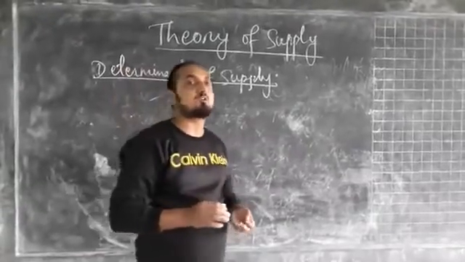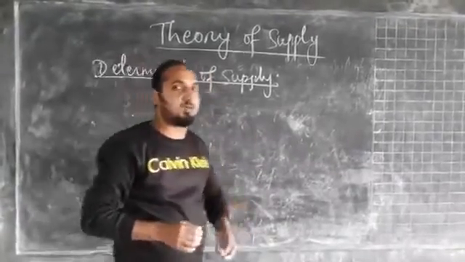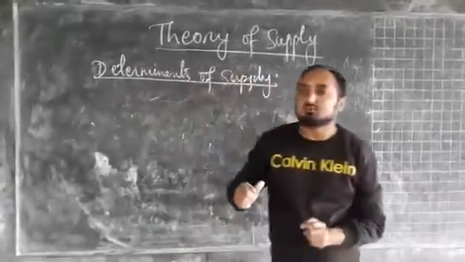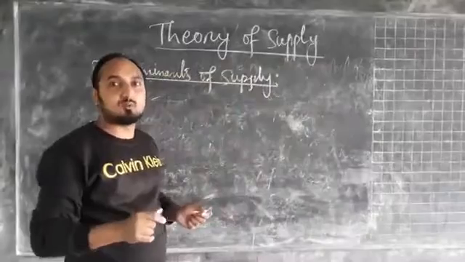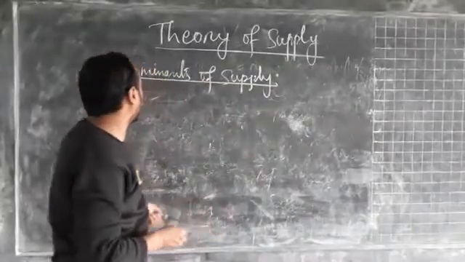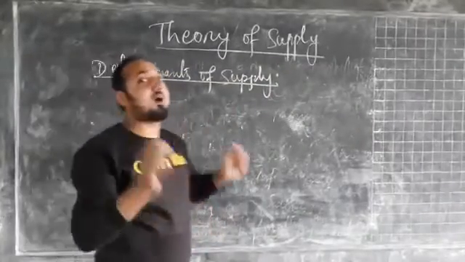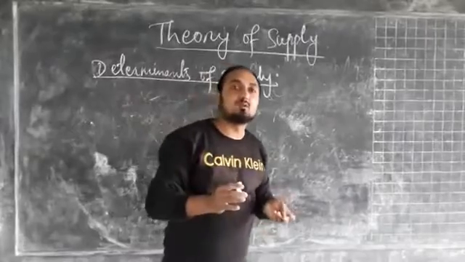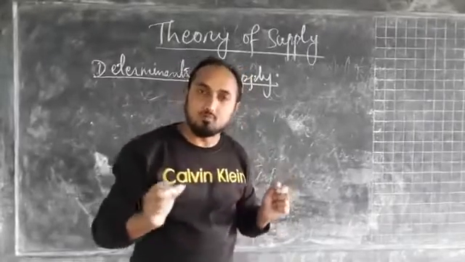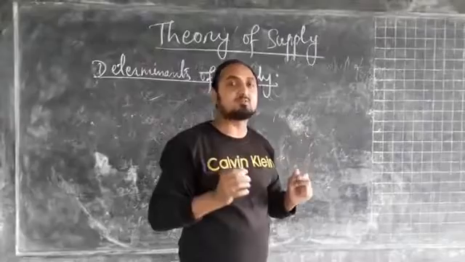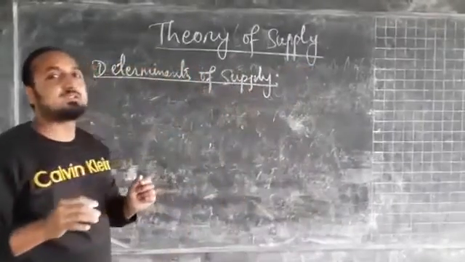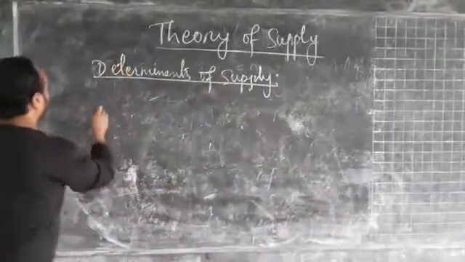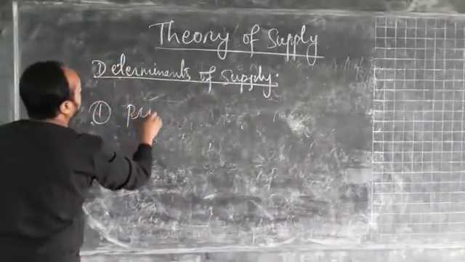The next important topic we have is determinants of supply. This is very important. These determinants may come as a 7 or 8 marks question in your ICC exam. So determinants are the factors responsible for affecting the supply of a commodity. We know that there are various factors that affect the supply of a commodity. We will discuss them one by one. First we have the price of the commodity.